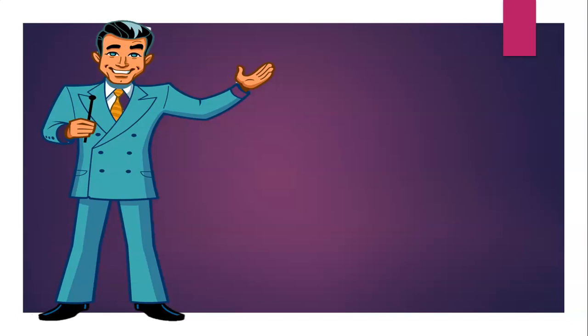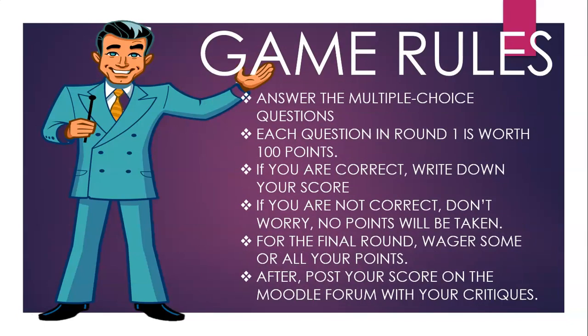Now here are the game rules. Answer the multiple choice questions. Each question in round 1 is worth 100 points. If you are correct, write down your score. If you are not correct, don't worry, no points will be taken. For the final round, wager some or all your points. After, post your score on the Moodle forum with your critiques. Now are you ready for question 1?